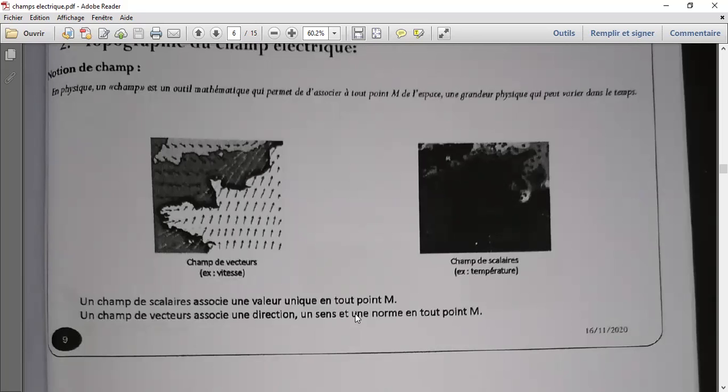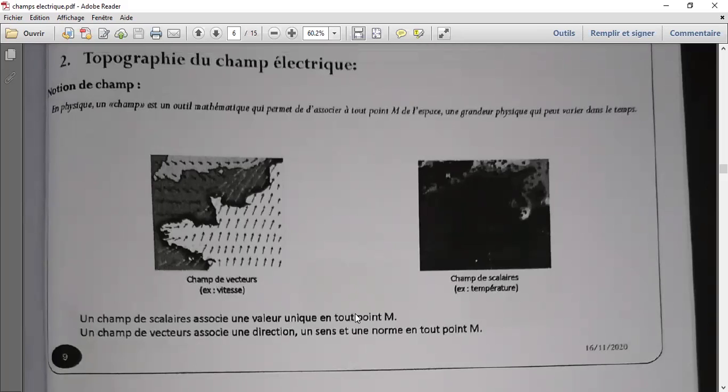For example, I can give the example of a car. A car can be moving at maybe 4 kilometers per hour, and they can specify the direction, towards west, towards east, towards south. So that's a champ de vecteur, a vector quantity. A scalar quantity only gives the magnitude, and the vector quantity shows the direction, the sense, and the norm at all points M. I don't know if it's clear on scalar and vector quantity.